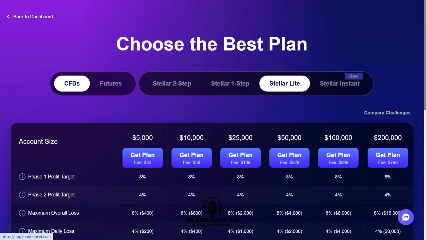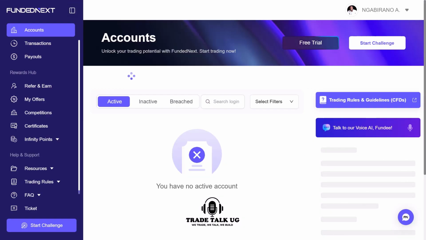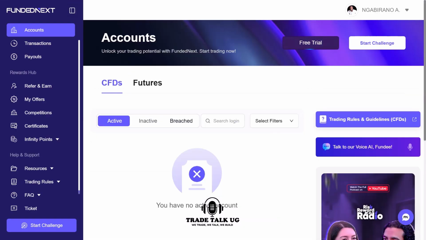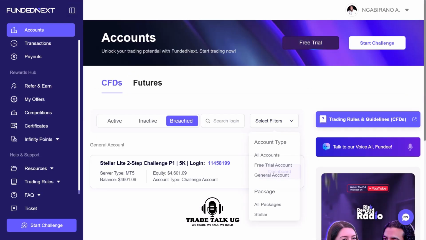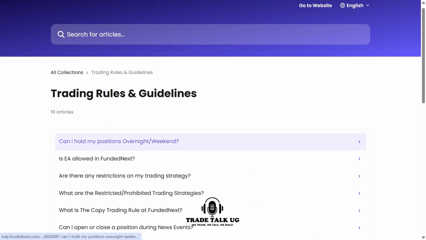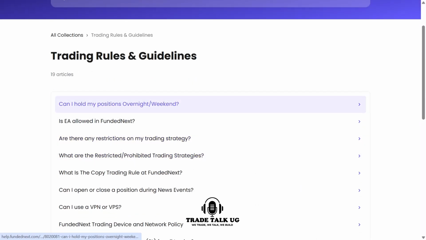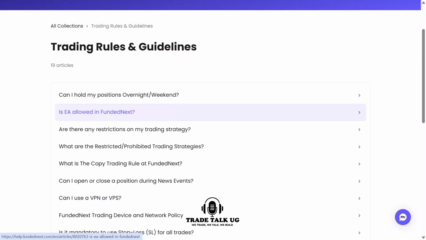this is what I was actually trying to reveal and what you're supposed to be following, guys. Risk management, because you can see that some of the rules, can I hold my position overnight or weekend? That is, of course, allowed.